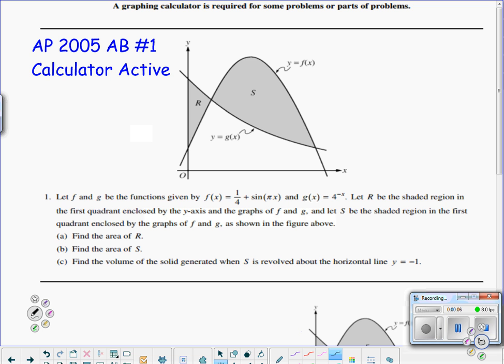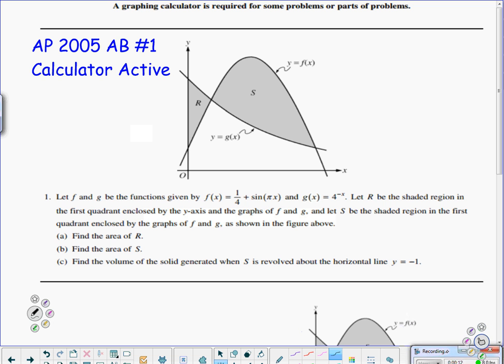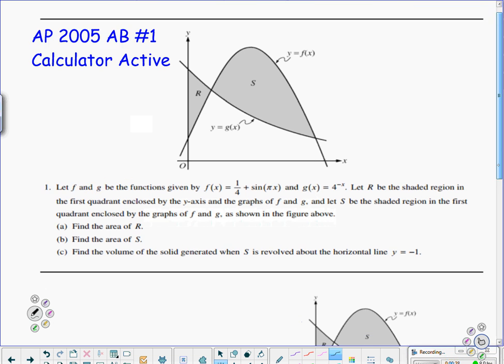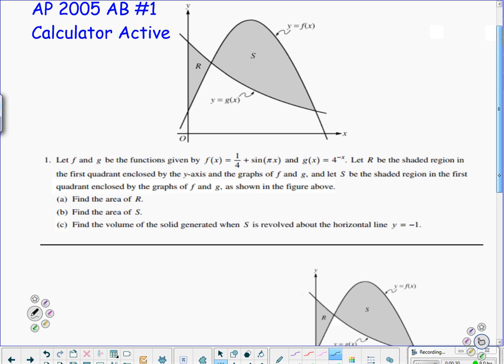I want to walk through the 2005 Calculator Active area question that I have shown here, and you should have it in your notes. We'll walk through how to do it. We can do parts A and part B. Part C we won't learn until we get into section 6.2 of our textbook, so we'll hold off on part C. But A and B, kind of a nice reinforcement of what we started today on day one of area between the curves.